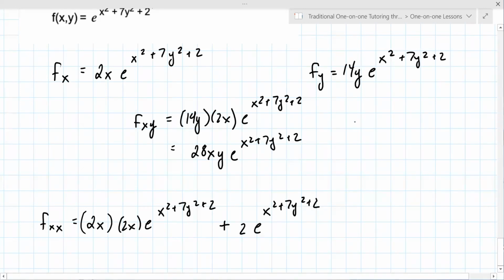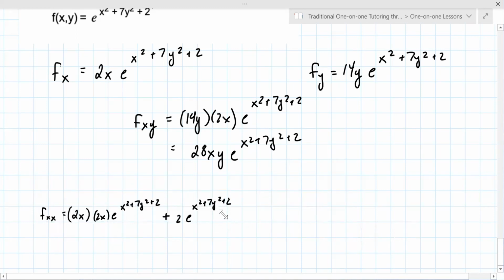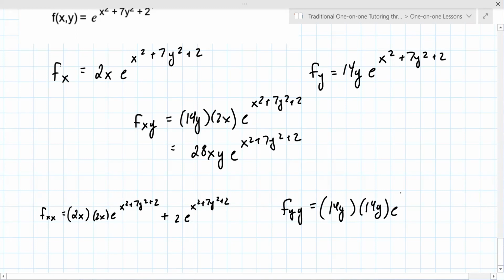And the same for fyy. It's pretty similar because it's kind of the same setup here. So let me just reduce the size of this and fit it in right here. Fyy is 14y times 14y, because that's the derivative of this part, e to the x squared plus 7y squared plus 2, plus 14 e to the x squared plus 7y squared plus 2.